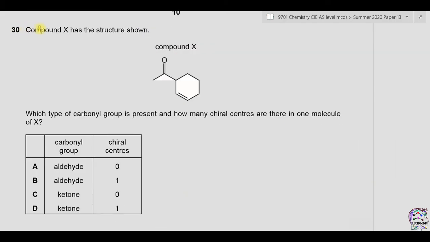Question 30. Compound X has the structure shown. Which type of carbonyl group is present and how many chiral centers are there in one molecule of X? As this is the carbonyl group, and on both sides of the carbon we can see that two different groups are attached. One is an alkyl group and one is this group. So therefore it is a ketone. So it could be either C or D.